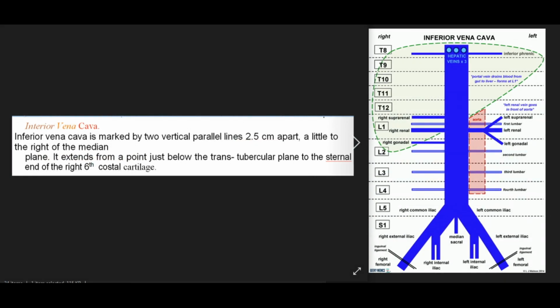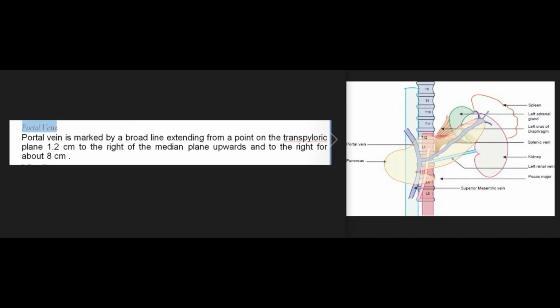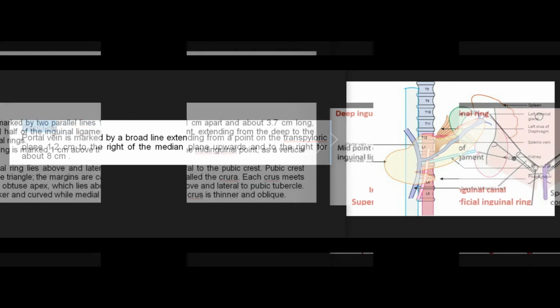Inferior vena cava. The inferior vena cava is marked by two vertical parallel lines 2.5 cm apart, a little to the right of the median plane. It extends from a point just below the transtubercular plane to the sternal end of the right sixth costal cartilage. Portal vein. The portal vein is marked by a broad line extending from a point on the transpyloric plane 1.2 cm to the right of the median plane upwards and to the right for about 8 cm.